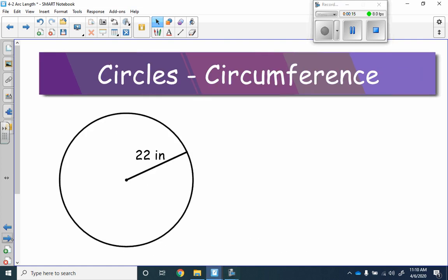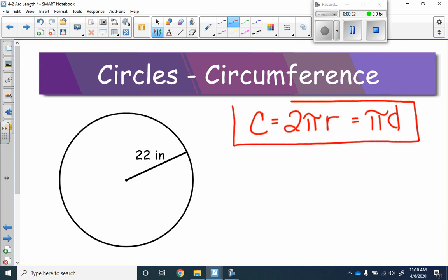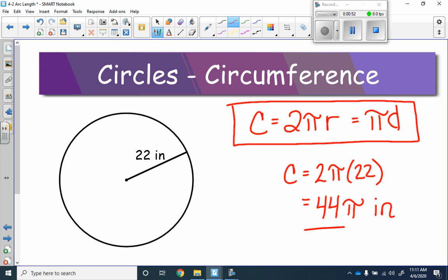When you talk about a circle, when we find the distance around the circle, you're referring to your circumference. So circumference is 2 pi r, or pi times d, however you choose to think about that formula. If I have a circle with a radius of 22, my circumference would be 2 times pi times 22, which is 44 pi. I'm going to leave it as that exact answer. So 44 pi inches would be our circumference.